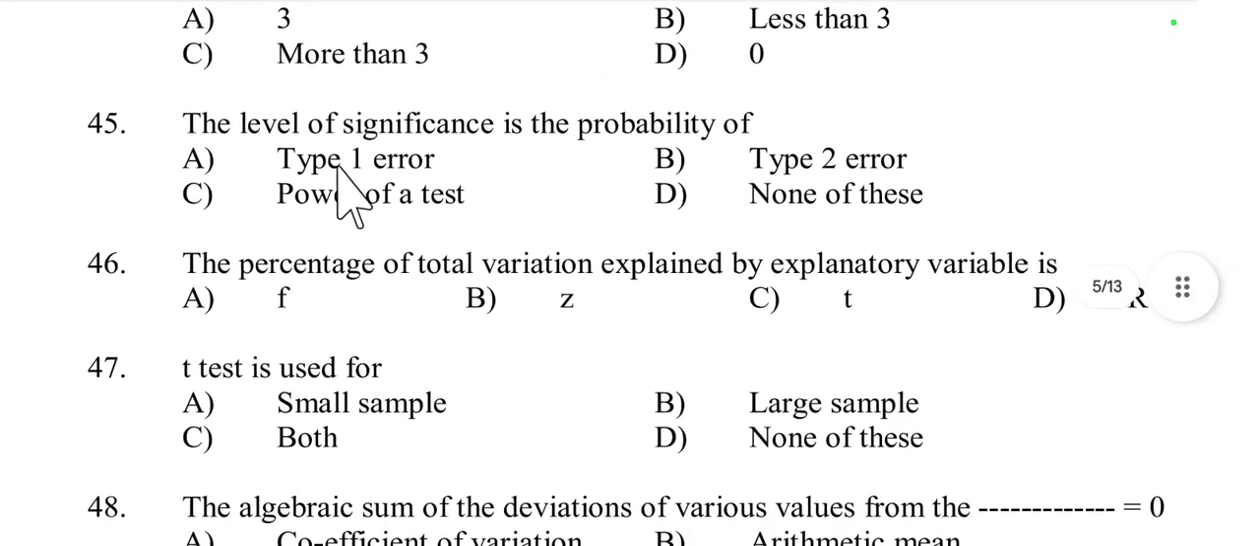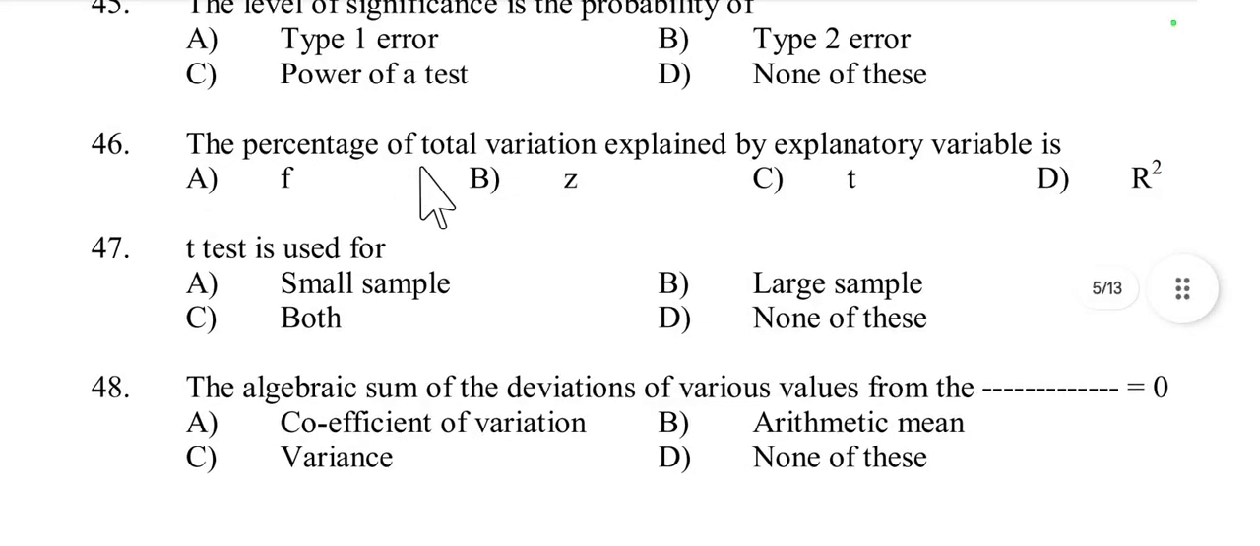Then question number 45. The level of significance is the probability of type 1 error, type 2 error, or power of a test. The level of significance is the probability of type 1 error, option A, because it is the chance of rejecting a true null hypothesis, a false positive. Rejecting when it is true is called a type 1 error. So the level of significance is the type 1 error.